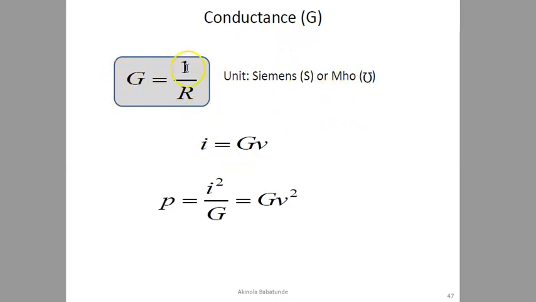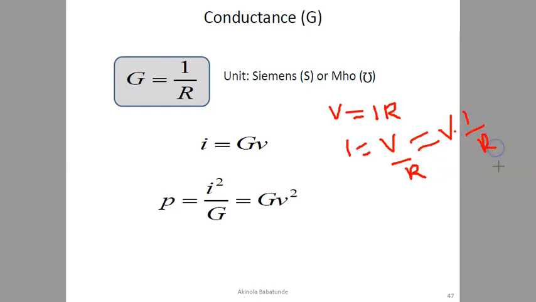If G equal to 1 over R, and we do know from previous explanation that our V is equal to IR, that means our I can be said to be equal to V over R, or equal to V multiplied by 1 over R. This simply means that this 1 over R here can be replaced with G. So that means our I, therefore, would be equal to VG.